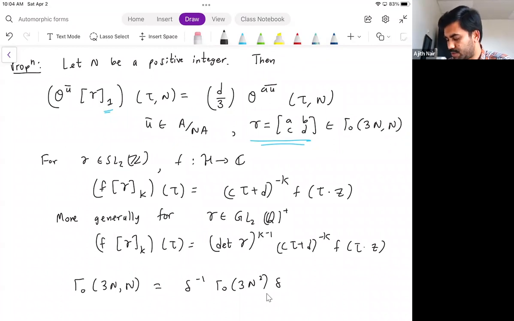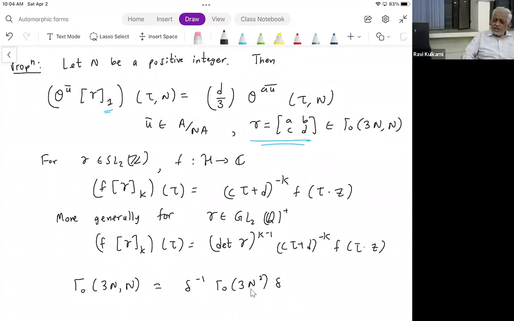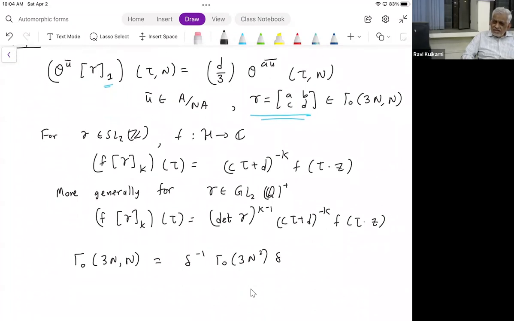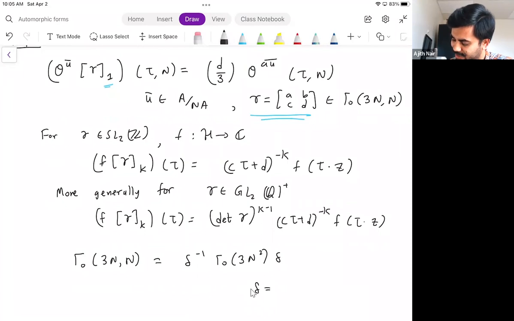So I will show that this is true later. And Delta? Sorry? Delta is what? Delta I didn't tell you. Delta is (N, 0; 0, 1). Okay, so I guess we are working in GL2Z. Or no, sorry, GL2Q plus, yeah. Right. Yeah, so this I'll need later.